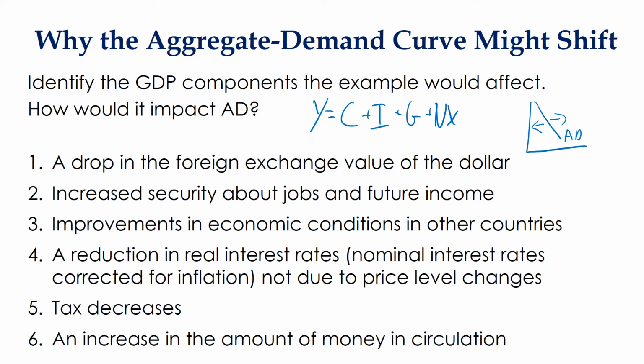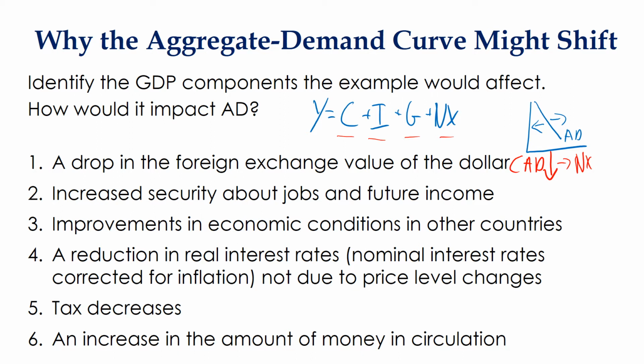All right, guys, number one, a drop in the foreign exchange value of the dollar. The Canadian dollar goes down. Oh no, CAD goes down. And so what's going to happen? Which of these components, C, I, G, or NX? That's going to be NX is the right answer.